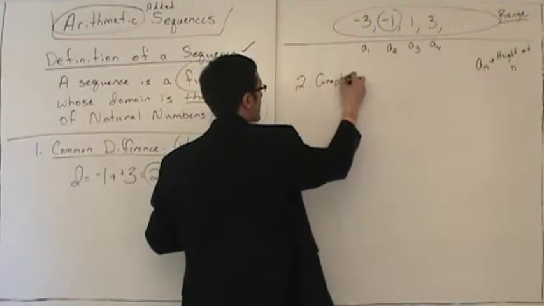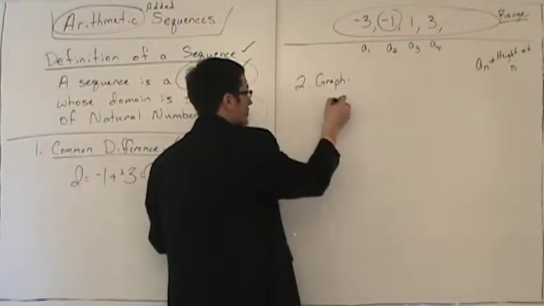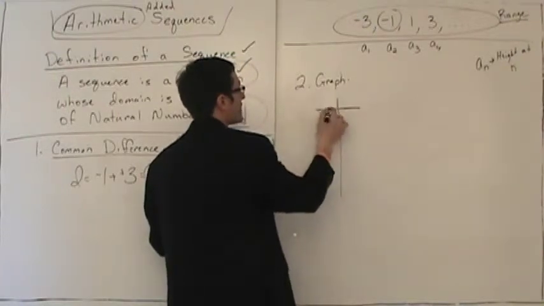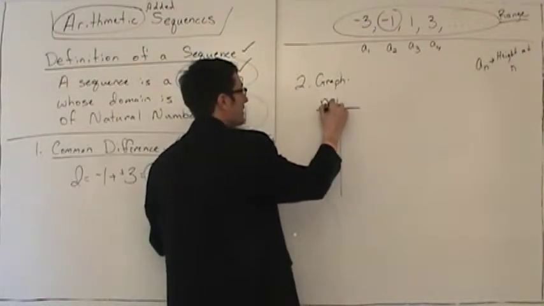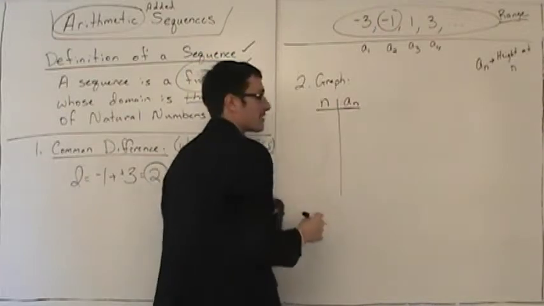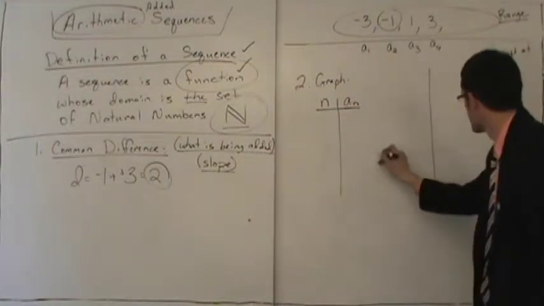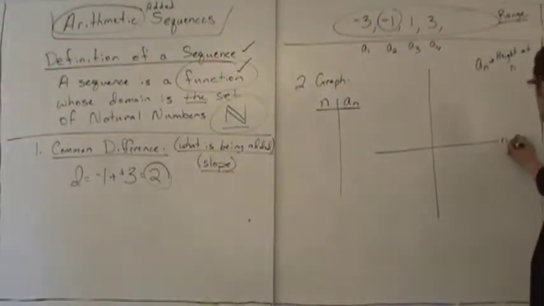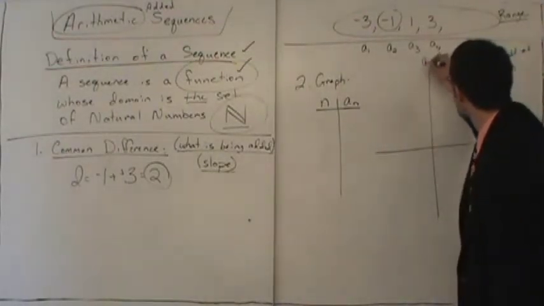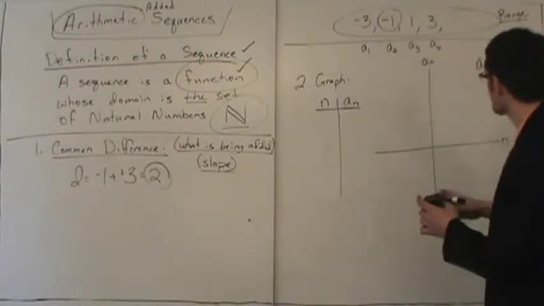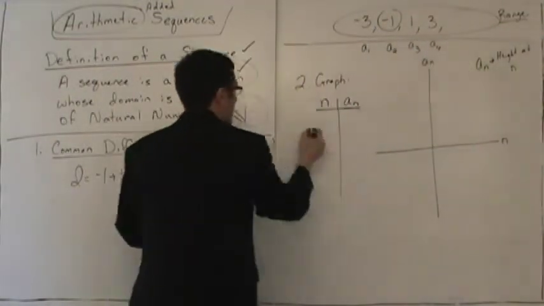Okay, step 2 is to graph, and we're going to construct a t-table. Instead of x and y, we're going to use n and a sub n as our variables. n and a sub n. This is just convention. Now in our graph, we have the n-axis. We also have a sub n as our y-axis. And now we're going to write, what is the domain, the input?